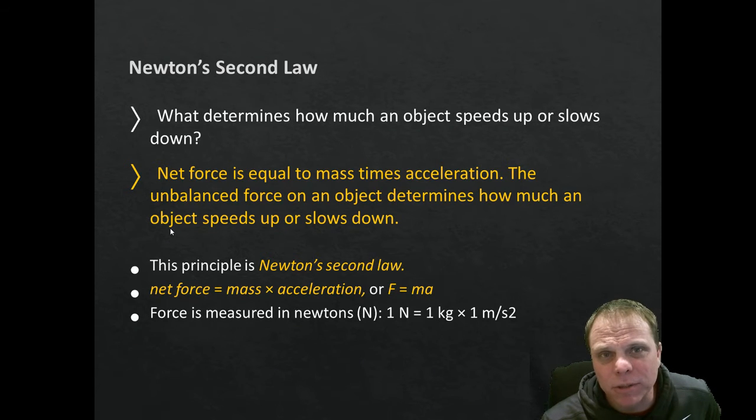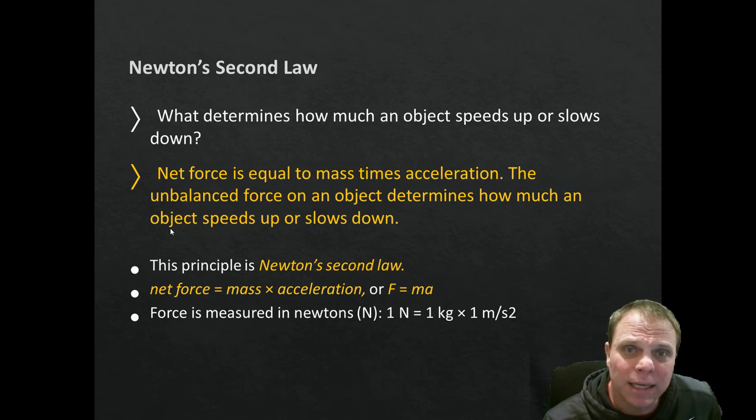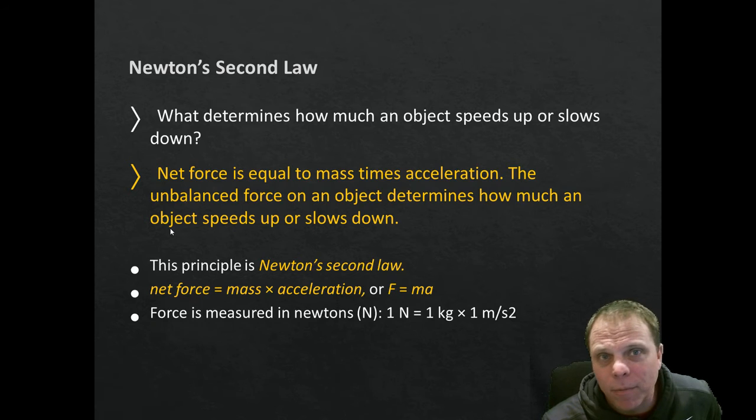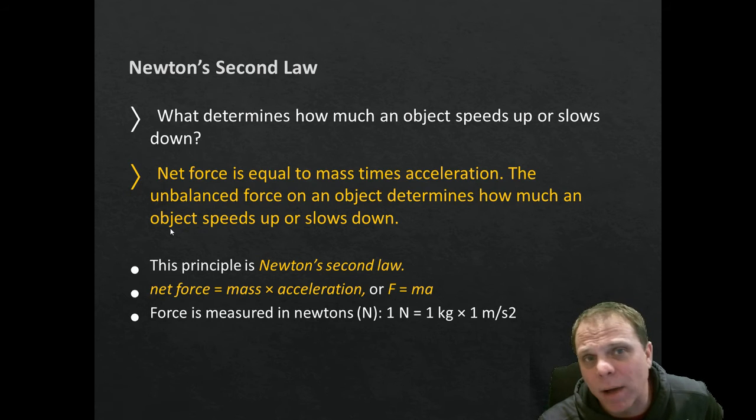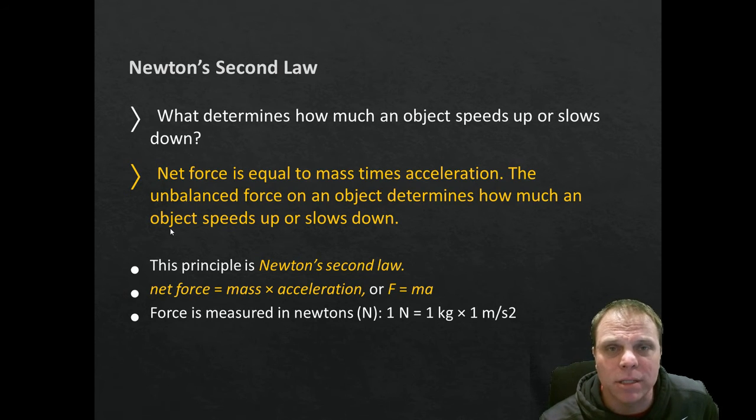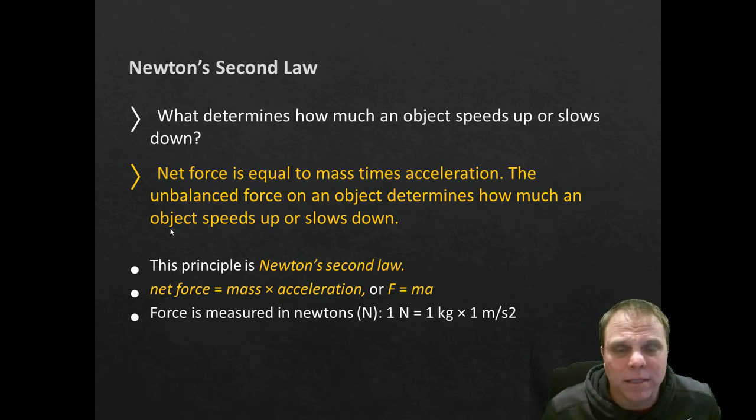And what is a Newton equal to? A Newton is equal to 1 kilogram times 1 meter per second squared. So basically the kilogram is the mass, and the meter per second squared we learned about last chapter is our acceleration, right? So a Newton is a kilogram meter per second squared. It's taking that mass and how fast we can accelerate it.